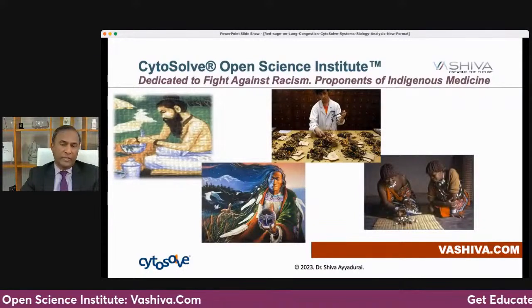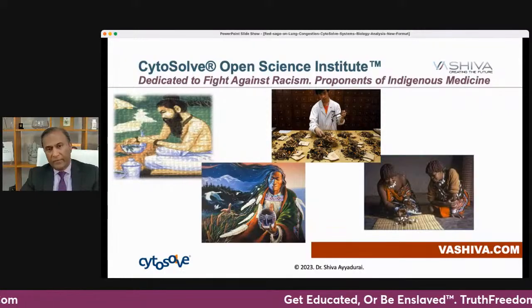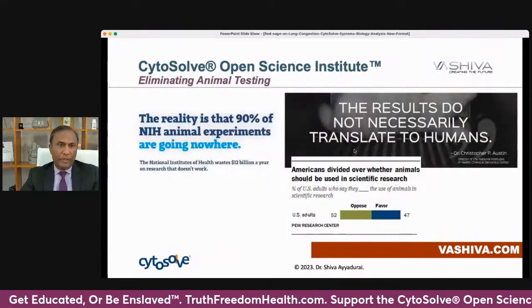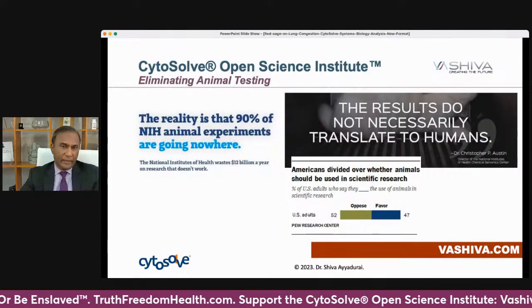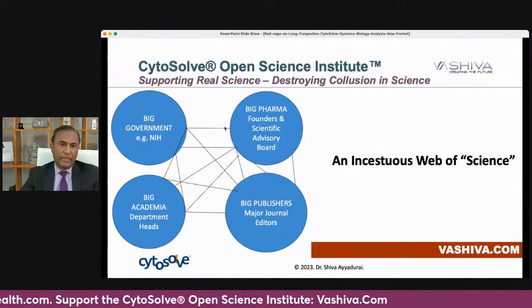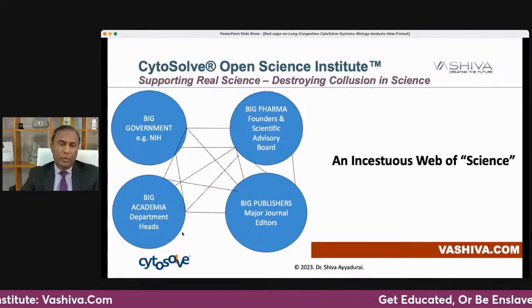One of the things the Open Science Institute is dedicated to is really fighting real racism. And in our view, real racism is suppressing all these great indigenous medicines that come from people all over the world. We are also against eliminating animal testing, and we're against the incestuous web of science where the government people and the big academia people and the big publishers and the big pharma people all work together so they don't let real knowledge come out of there.